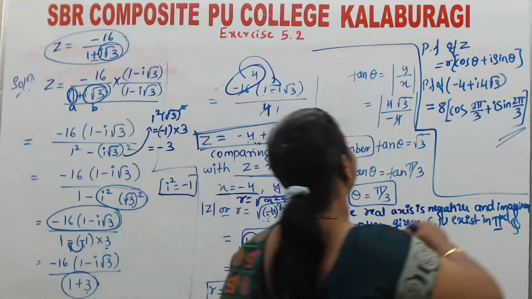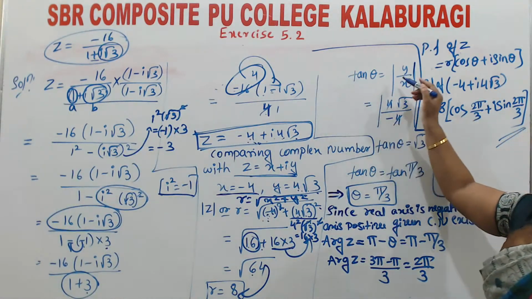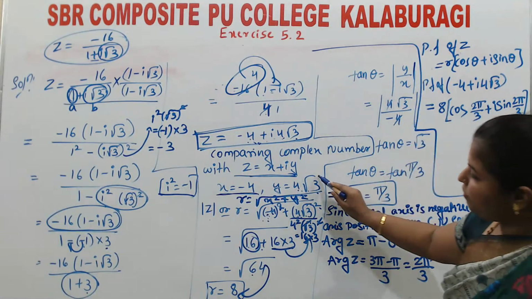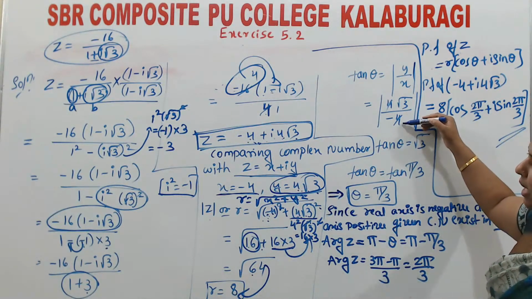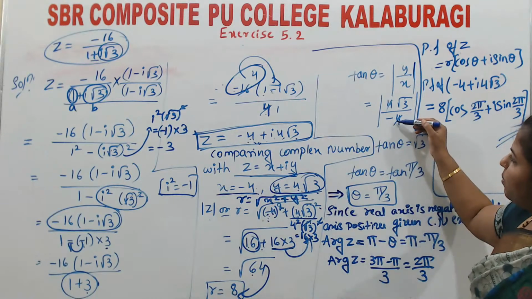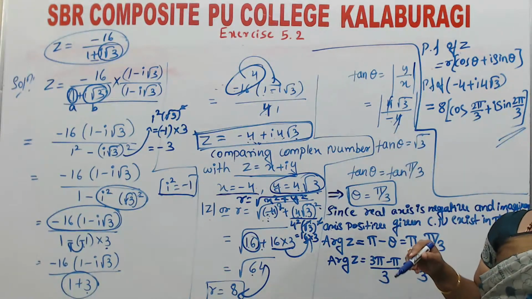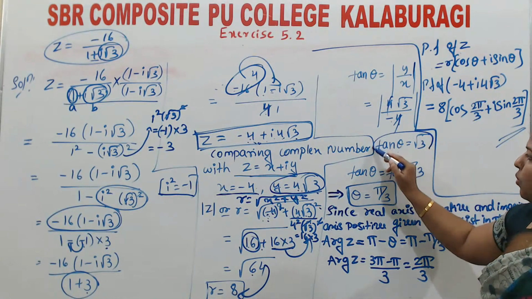Then for finding theta value, here we have to use tan theta is equal to modulus of y by x. What is the value of y? Y is equal to 4 into root 3 divided by x value is minus 4. 4 gets cancelled. Denominator is minus. Modulus is there means minus becomes plus only. Therefore, tan theta is equal to root 3.